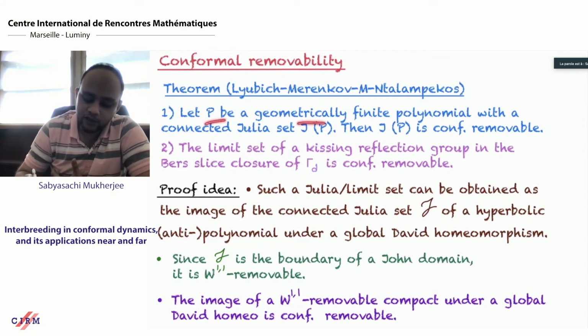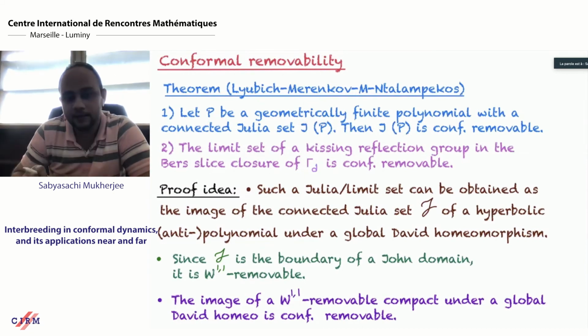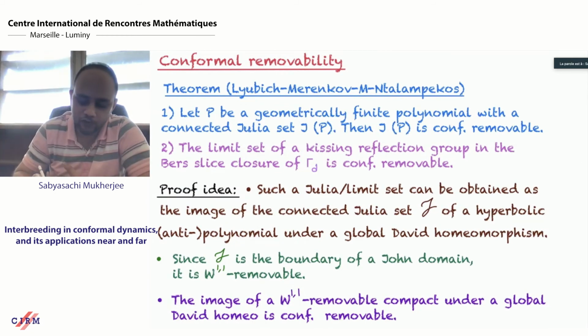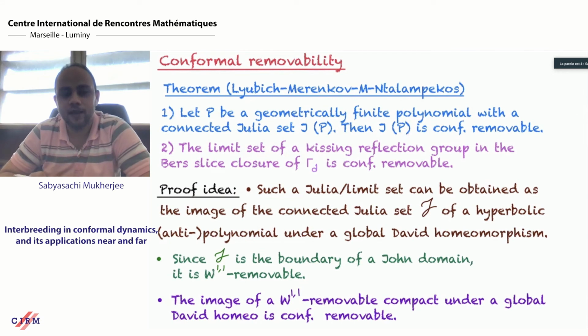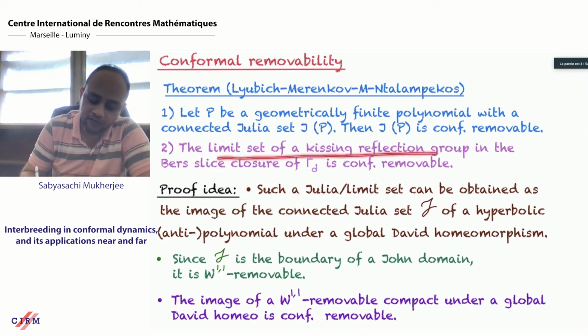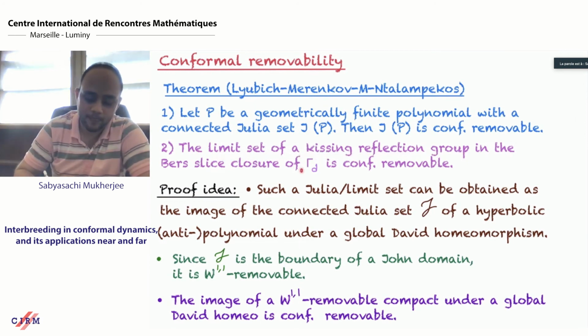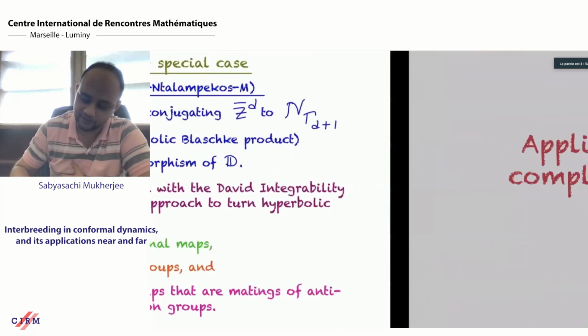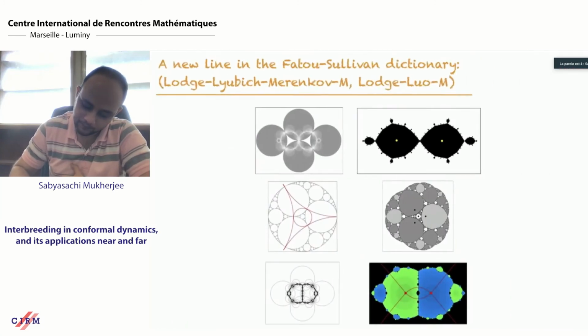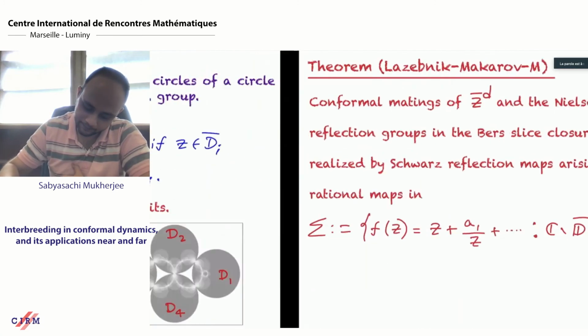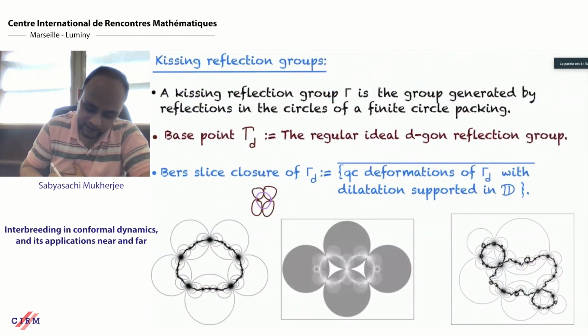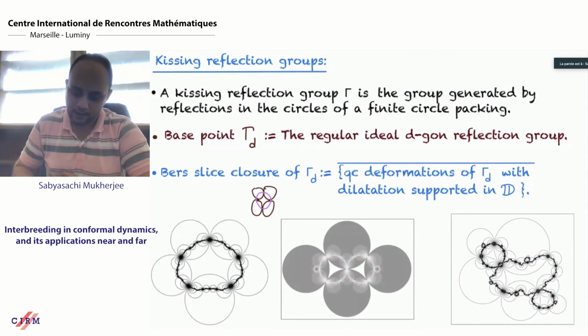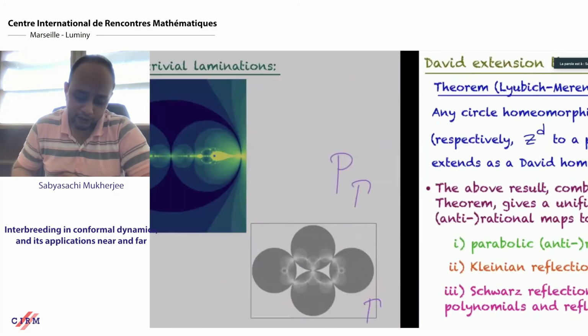Let P be an arbitrary geometrically finite polynomial with a connected Julia set. Using the David surgery technique, you can prove that the Julia set of P is conformally removable. This is something that we couldn't find in the literature, although it's probably believed to be true. Also, if you take the limit set of a reflection group in the Bers slice closure of the ideal polygon reflection groups, such as any of these guys, this one or this more complicated thing over here, these limit sets are also conformally removable.